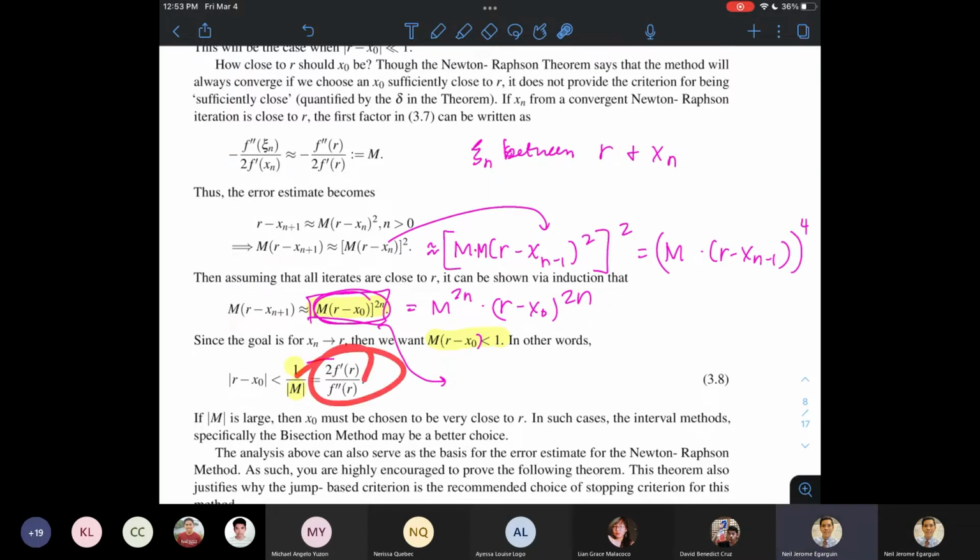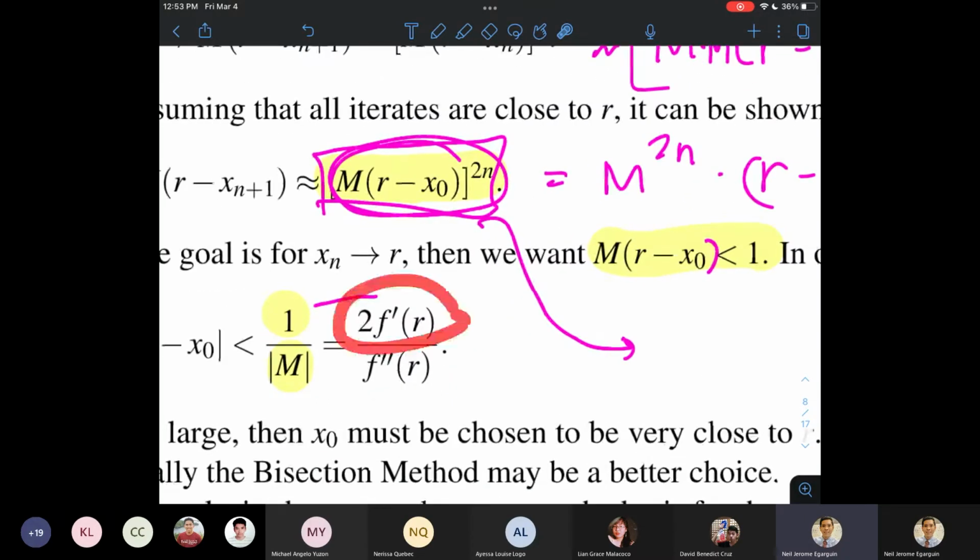So ano nga ba yung value na nire-represent nitong ratio na to? F prime actually tells us about the rate of growth of the function. So gusto natin dapat maliit yung, gusto natin malaki yung value na to. So posible pala na malaki yung rate of growth pero dapat yung concavity ng function ay maliit. Yung second derivative kasi nagsasabi sa atin gaano ka-concave yung function natin.